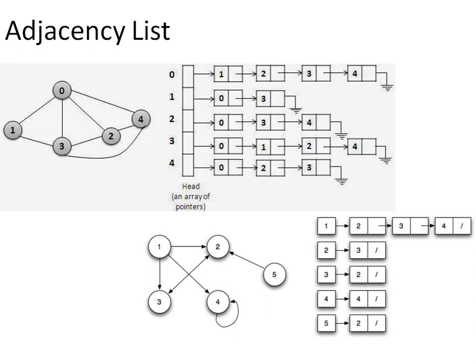On the other hand, when we studied the matrix representation, at that time the memory requirement came out to be V cross V, that is V square. And here the memory requirement is V plus E.